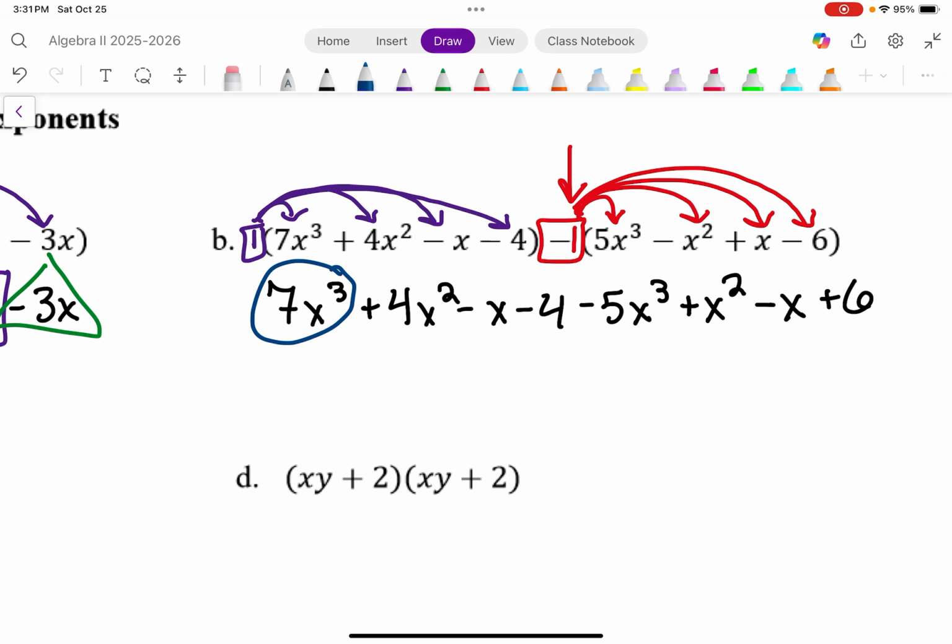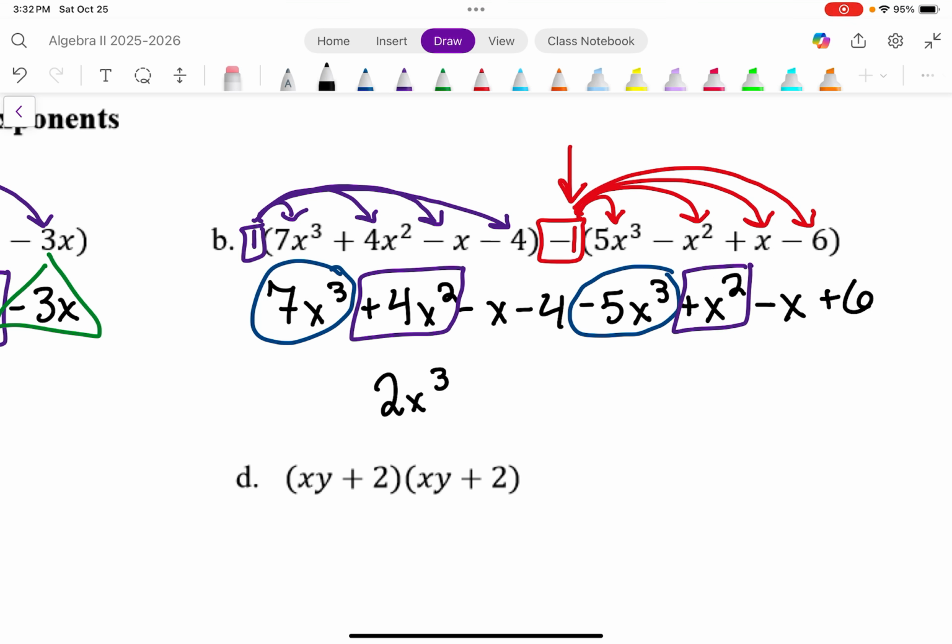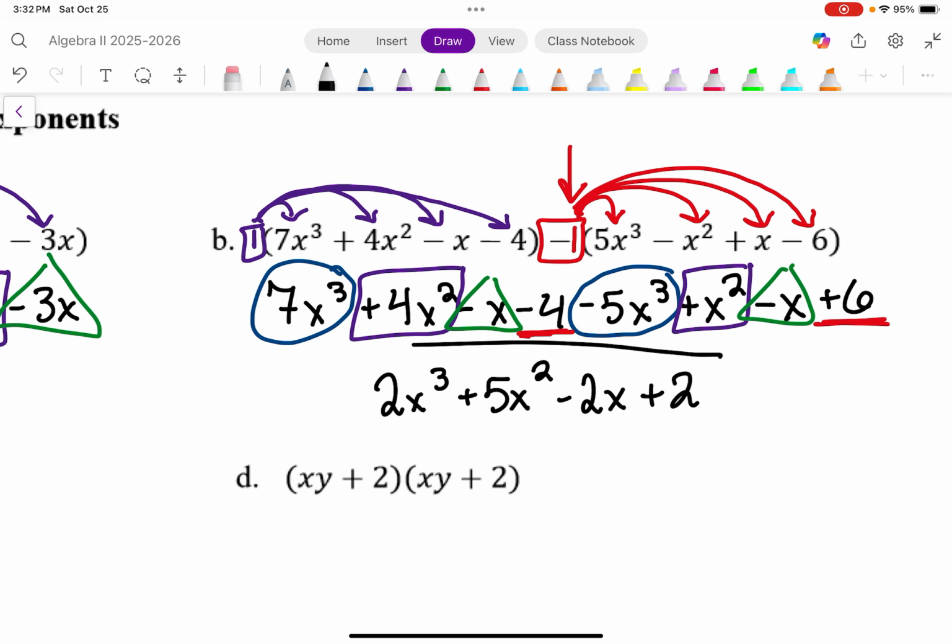So we have a 7x cubed minus 5x cubed to give us 2x cubed. Then we have a 4x squared plus another x squared, and that will become 5x squared. Then a negative x minus another negative x. Now be careful with these. A negative x minus x means we have 2 negative x's, so minus 2x. And lastly, for our constants, we have a negative 4 plus 6, which would come out to be positive 2. And that is your answer.